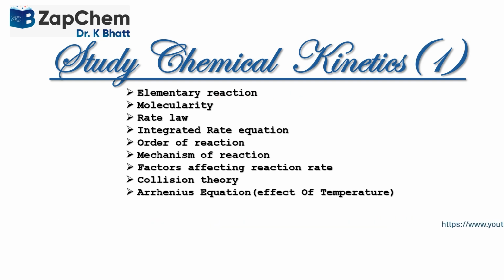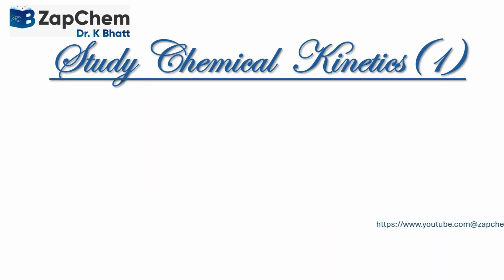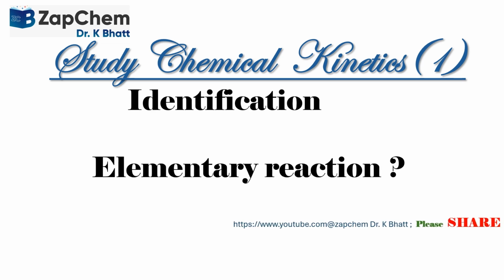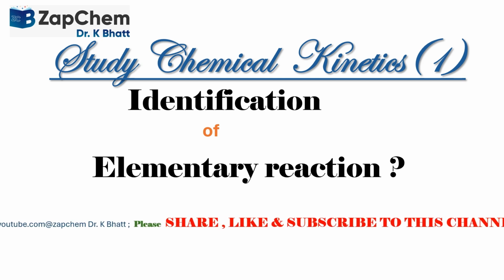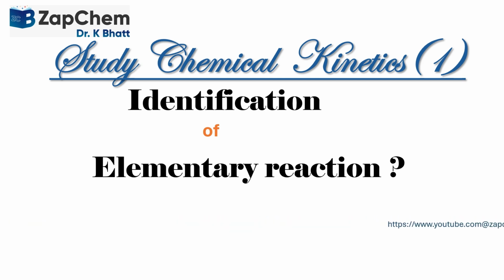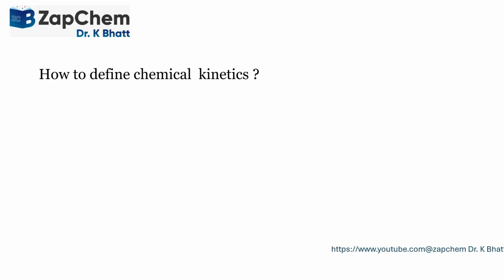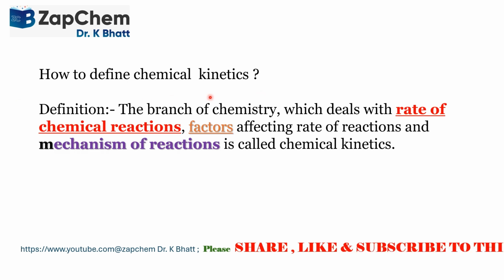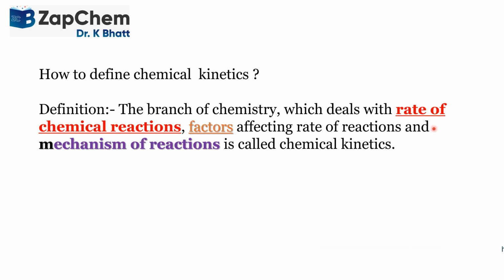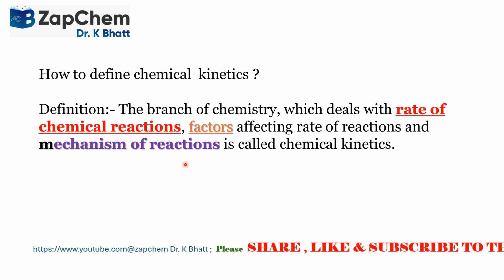So today we start our studies in chemical kinetics 1, and here we shall get an idea about identification of the elementary reaction. What is meant by an elementary reaction? But before that, let us understand how to define chemical kinetics. Chemical kinetics is a branch of chemistry which deals with the rate of the reaction, factors affecting the rate of the reaction, and also the mechanism of the reaction.